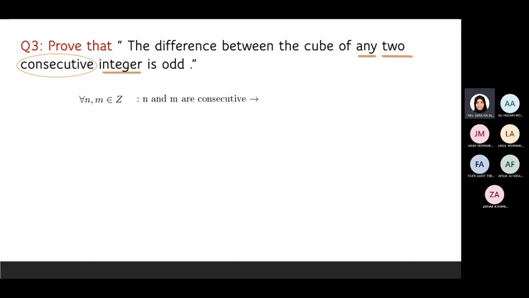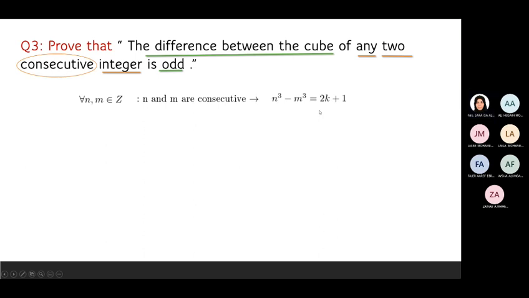If they are consecutive, then I can conclude that the difference between the cubes is odd. This is my conclusion now. What does it mean? It means in m cube, n cube, whatever the difference between them is, it equals 2k plus 1. So now, if you look over the symbolic form, which method is the most proper one?